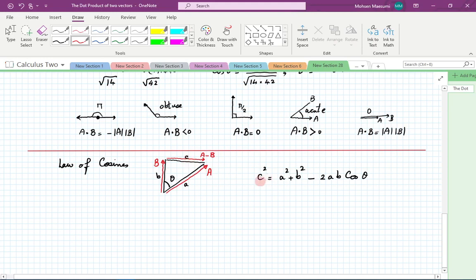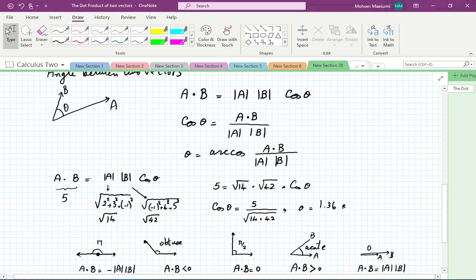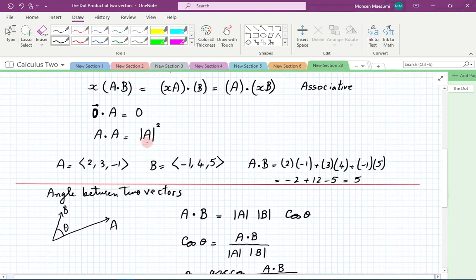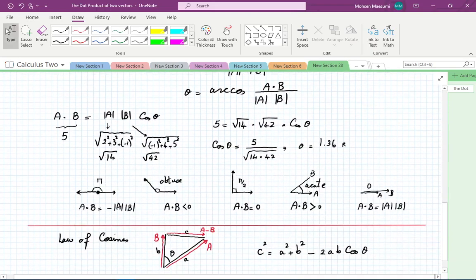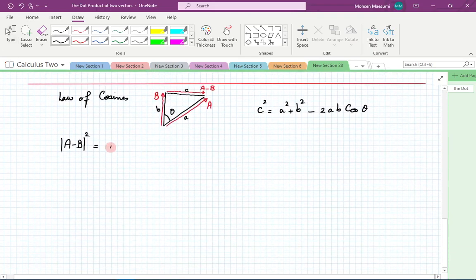So here I'm calculating c squared. Let's start with a minus b and say what is that squared. That's my c squared here. Well, here we learned a very important new property: the norm squared is the dot product of a vector with itself. So that is what I'm going to do. I'm going to take a minus b and dot it with itself, a minus b.